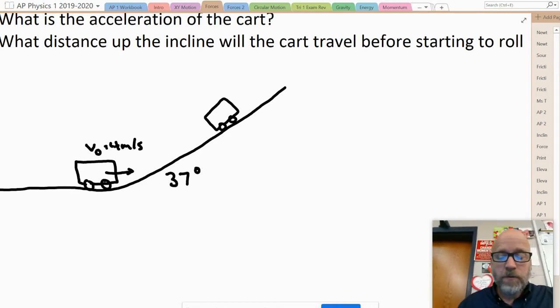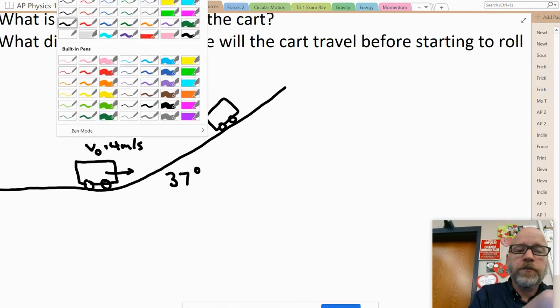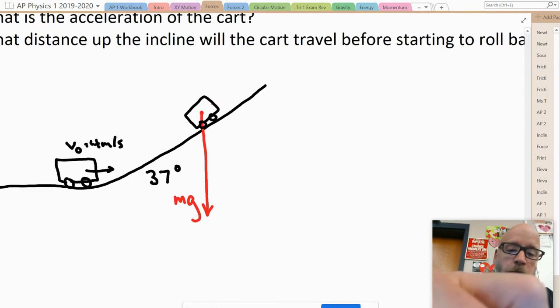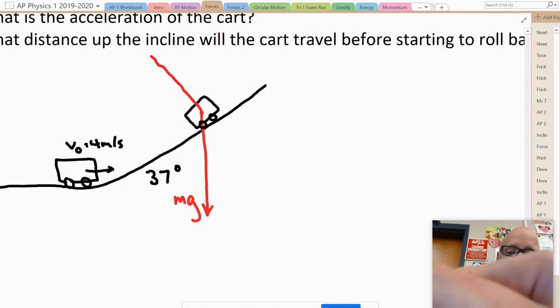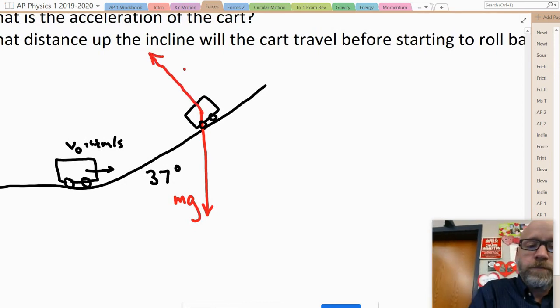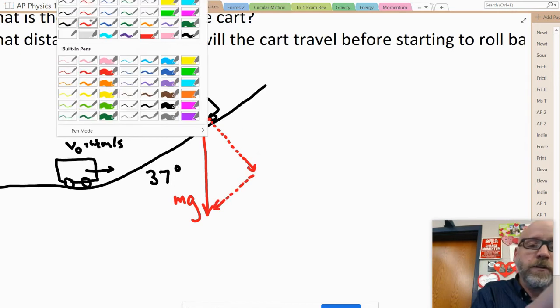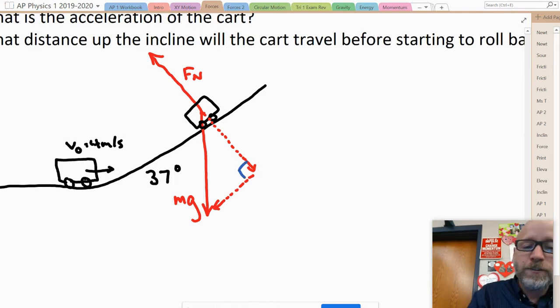So what's the acceleration? Well, what I'm going to do is draw in my vectors. So I'm going to have mg straight down. The normal force is perpendicular to the surface. Now I'm going to go ahead and break up that mg vector into two components. Now they're at right angles to each other. So I get to use right angle trig.